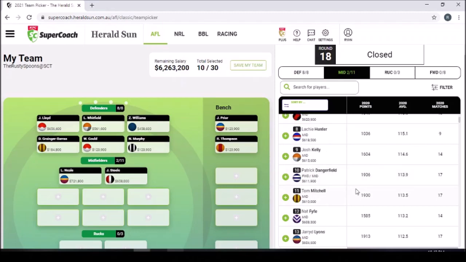Zach Merrett is an interesting one. Hunter, I wouldn't really look to go with. Josh Kelly, yeah, that injury risk really does worry me. He's probably someone that I'm going to avoid, even though I really rate him as a player. Danger's available in our forward line, so certainly not in the midfield. Titch you'd always look at. Fyfe, I'm probably going to stay away from. Again, just going through a few of these names, mainly because you can just see the prices there.